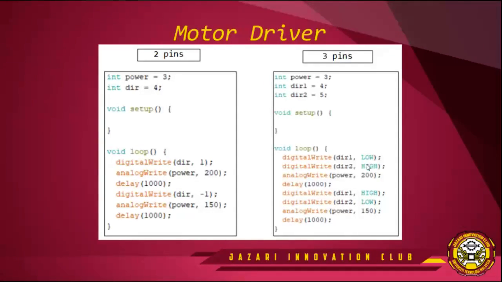But usually we use both low. Okay, direction 1 is low, direction 2 is low, and then the power will turn to 0. So that's how we're going to stop the motor. Okay, so this is the difference between 3 pins and 2 pins. So we have a set of 4. Just the same, we put the direction low high or high low, and then we put the power. Okay, and then we put the delay here.